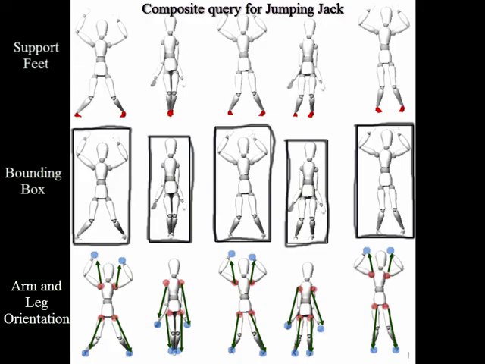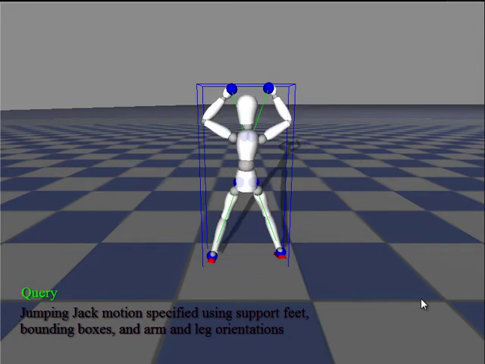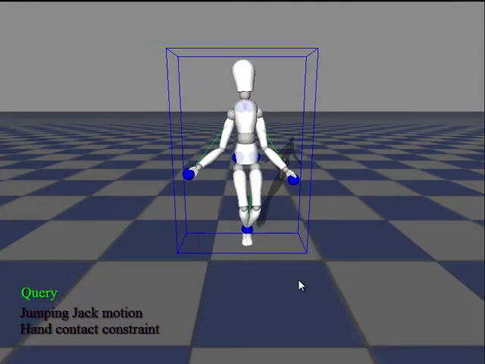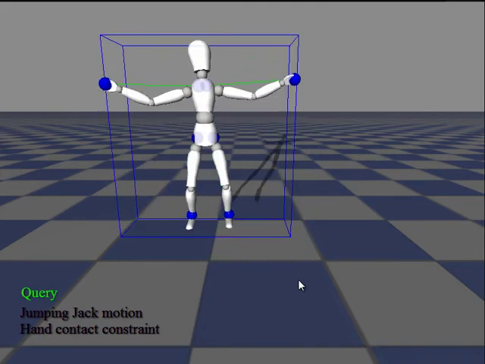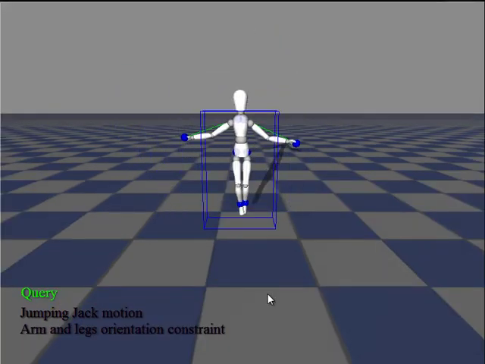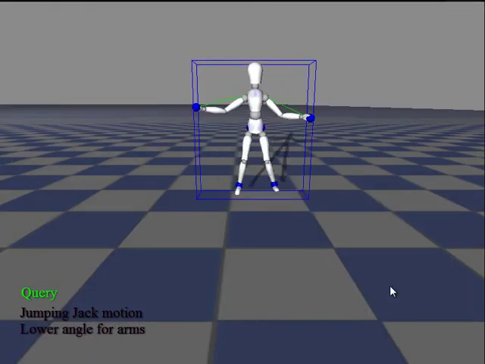We use a combination of support key, bounding volume of the body, and relative orientations of end effectors to detect jumping jacks. Introducing a constraint that the two hands must touch when hands are distended produces more specific results. Changing the desired orientation of arms or legs returns variations in the jumping jack motion.